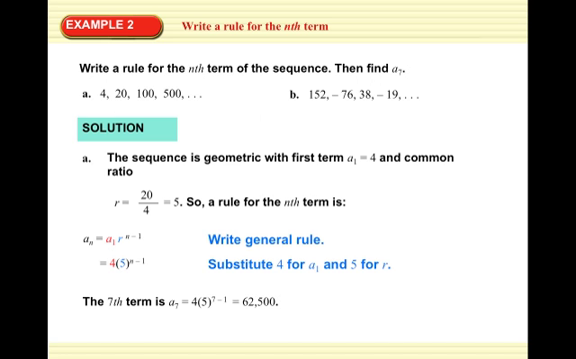All right, so we're looking at this second sequence here where we go 152 to negative 76 to 38 to negative 19. Whenever the signs go back and forth like that, that is a hint that R is negative.